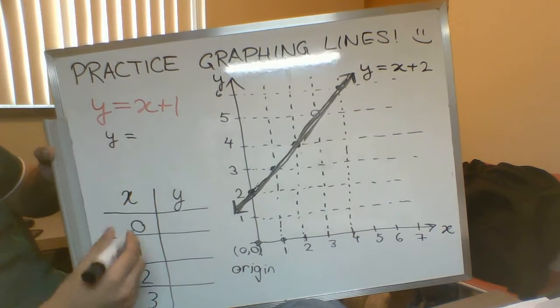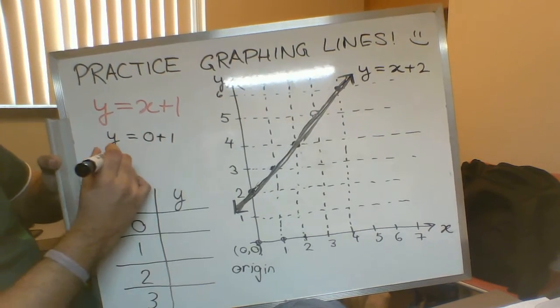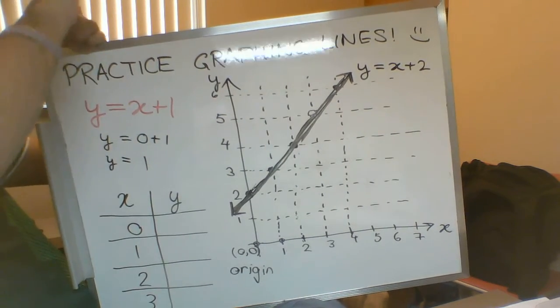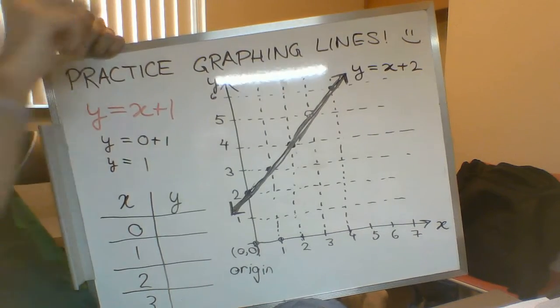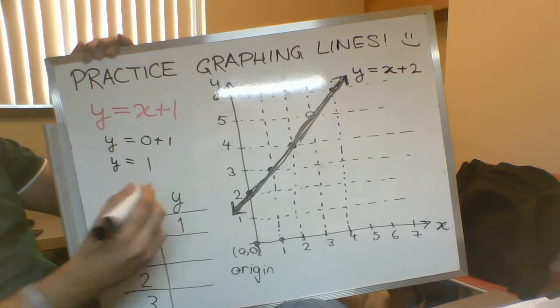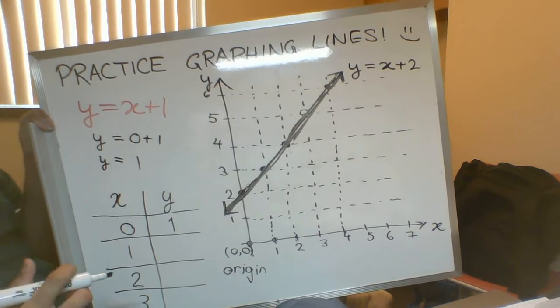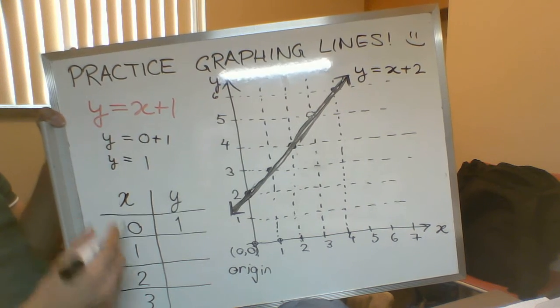So when x is equal to 0, that means y is going to be equal to 0 plus 1. We know 0 plus 1 is equal to 1, no problem. So that means when x is equal to 0, y is equal to 1. I'll put that in black as well. We'll keep everything in black. Now let's move on to the next point.